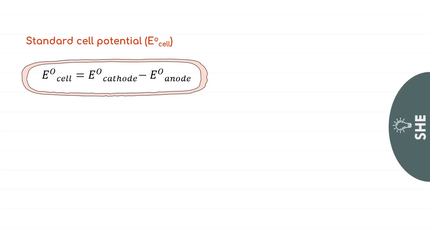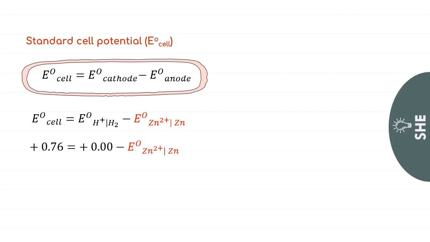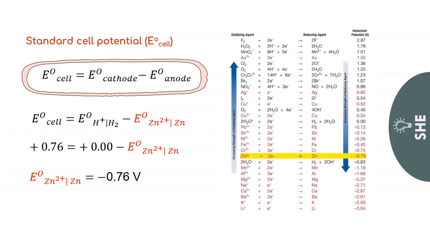We will use the formula of standard cell potential to determine the electrode potential of zinc. The general formula begins with standard cell potential equal to the electrode potential of the cathode minus the electrode potential of the anode. Simply substitute the values. Finally, we get the electrode potential of zinc, which is negative 0.76 volt. This value is one of the elements that make up the standard reduction potential SRP table.